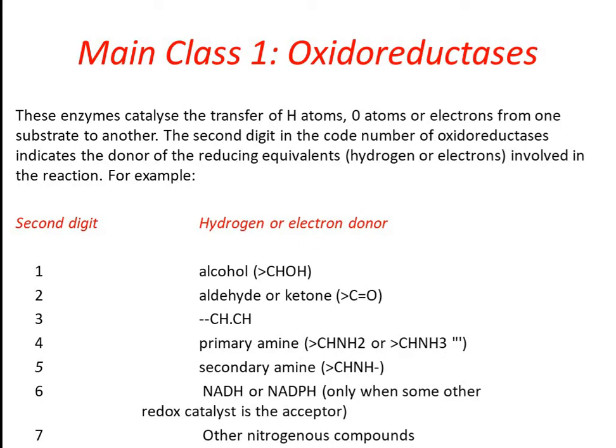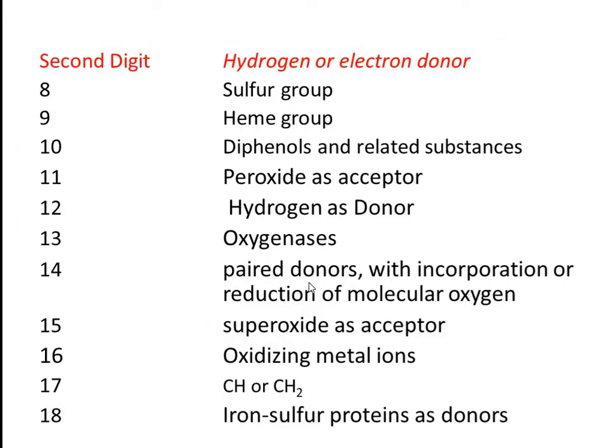If the second digit is 6, then the donor is NADH or NADPH. If the second digit is 7, then the donor is other nitrogenous compounds. If the second digit is 8, then the donor is a sulfur group. If the second digit is 9, then the donor group is a heme group. If it is 10, then the donor group will be diphenols and related substances. If it is 11, then peroxide acts as an acceptor. If it is 12, it means that the donor is hydrogen.